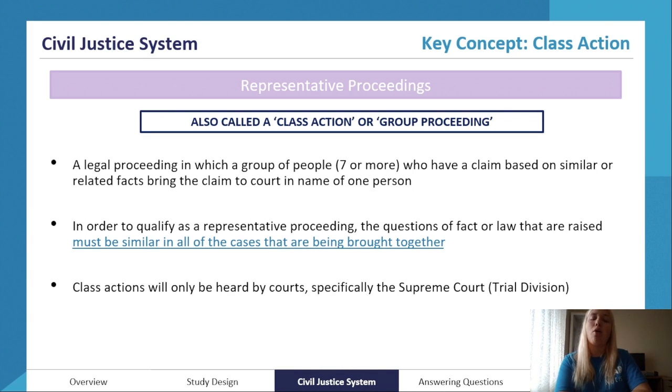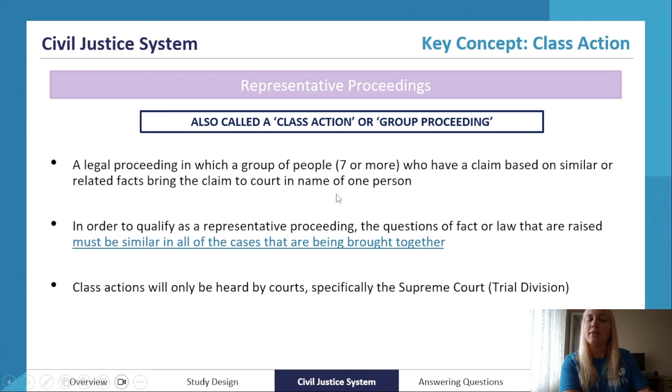So you need to know all of the points about when they're appropriate, when they're inappropriate, what are the circumstances in which a class action will be allowed, how are they funded, etc. It's a legal proceeding in which a group of people, specifically, it must be at least seven plaintiffs, or any number. So it needs to be at least seven, but it could be even hundreds or thousands of plaintiffs. A legal proceeding in which a group of people, seven or more, who have a claim based on similar or related facts, bring the claim to court in name of one person.